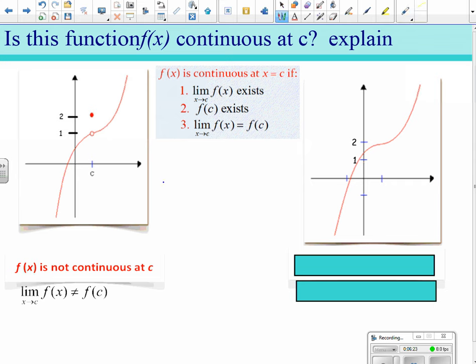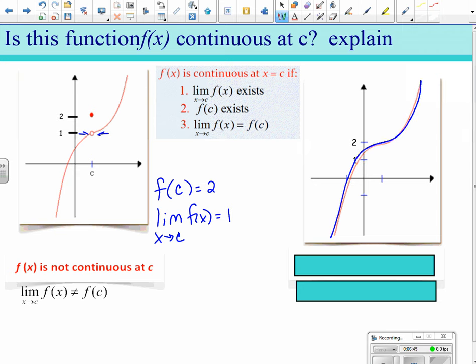I would be able to write f of c in this case equals 2, while the limit as x approaches c of the function f of x is clearly a height of 1, isn't it? And 2 does not equal 1, so this is not continuous. This last one, if I traced it with my marker here, I never have to lift my pencil, do I? That's a pretty good indication that we've got a continuous function.